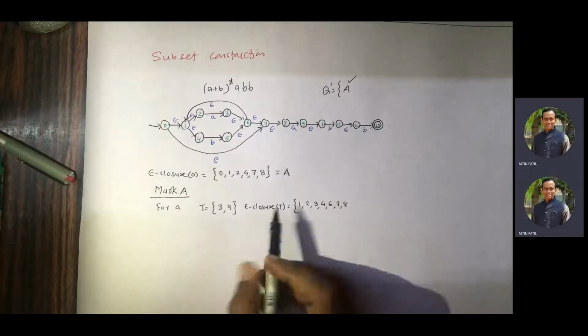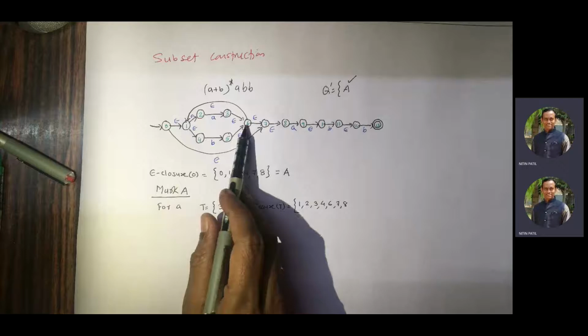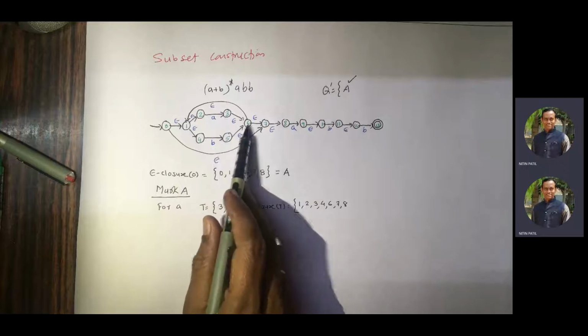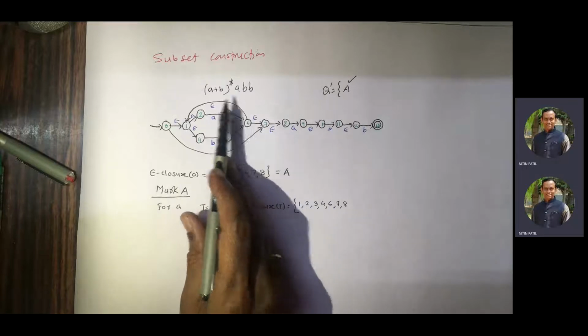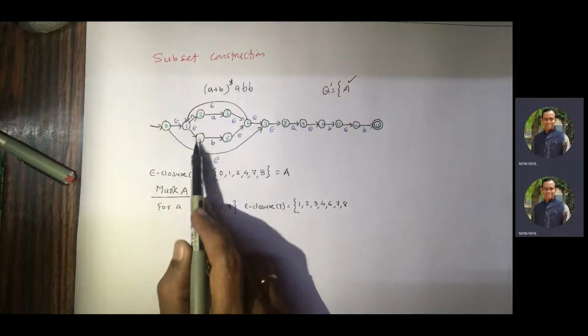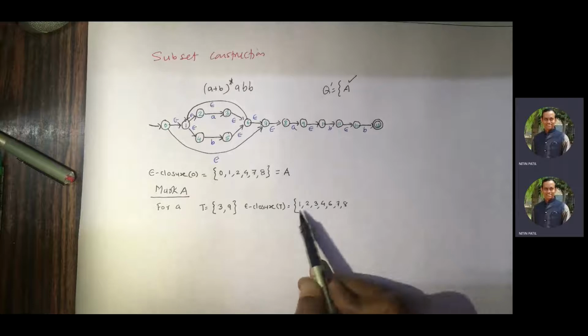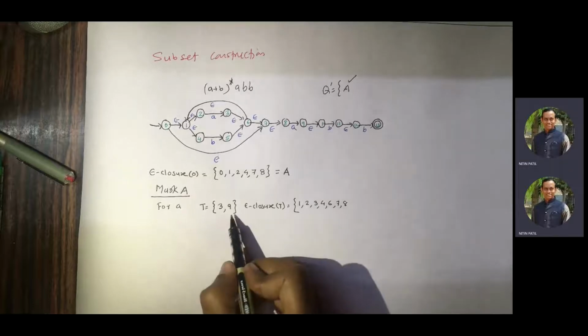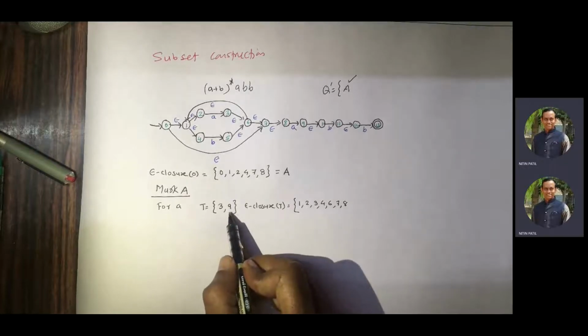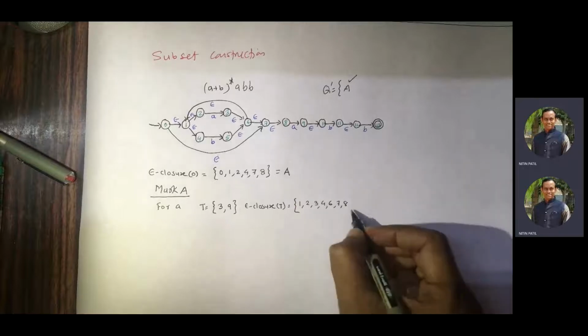So what is epsilon closure of 3? We are starting from here: 3, 6, 7, 8. Then you go back from 6 to 1, 2, 4. So I am sorting this: 1, 2, 3, 4, 6, 7, 8. Now what is epsilon closure of 9? It is 9 and 10. So you add it here.